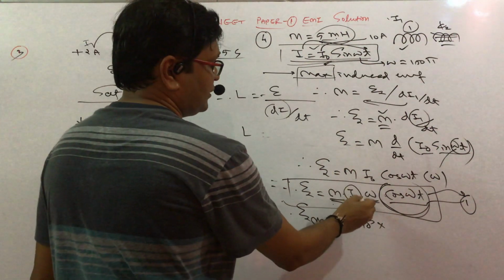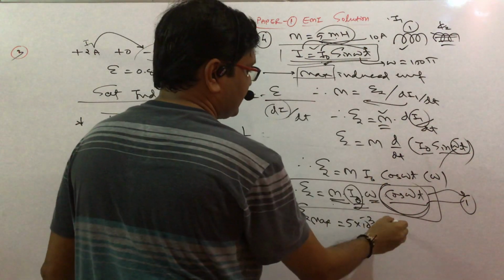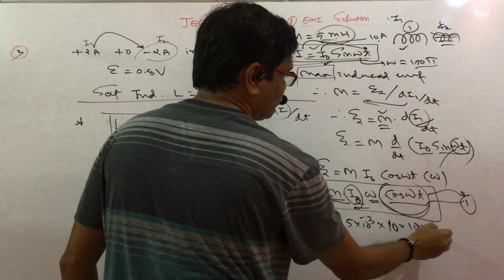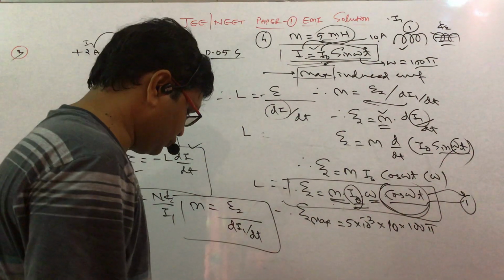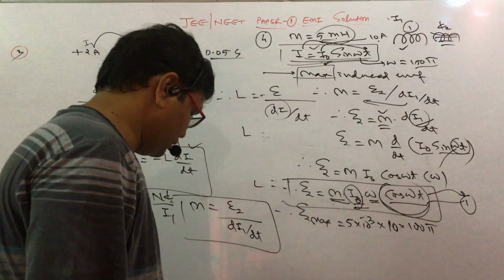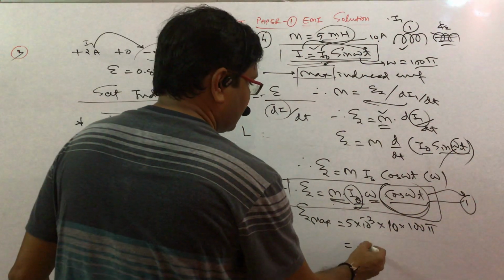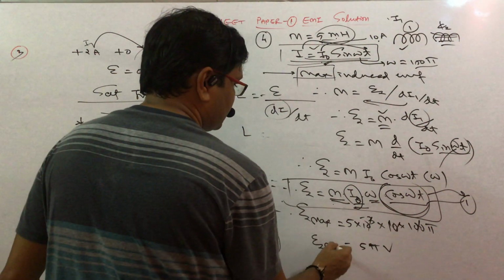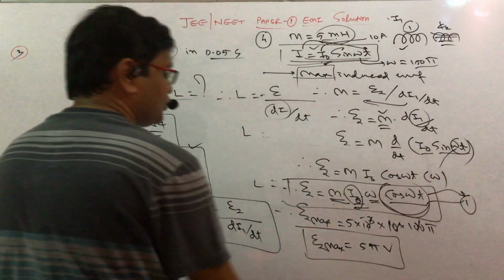Current, this is I naught, already 10. Omega is already 100 into pi. You can see all values are with you. Simplify, you will get the answer simply 5 pi, because these three cancel. 5 pi volt. This is the most important question.